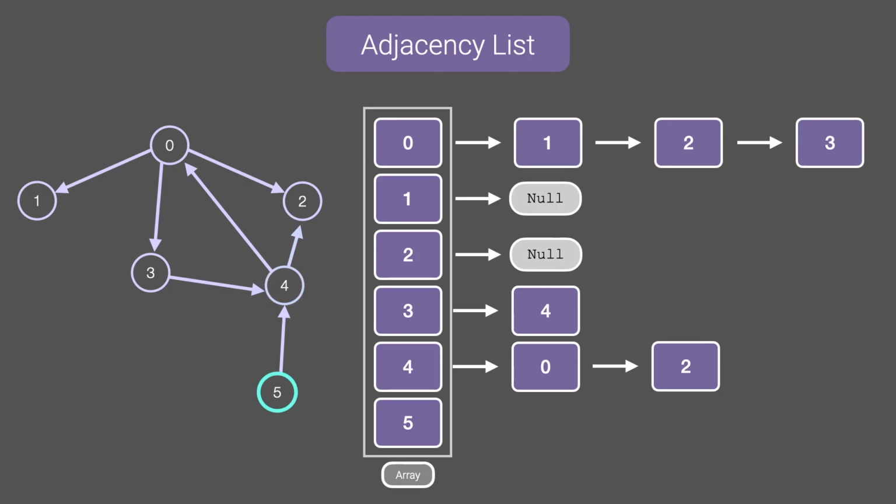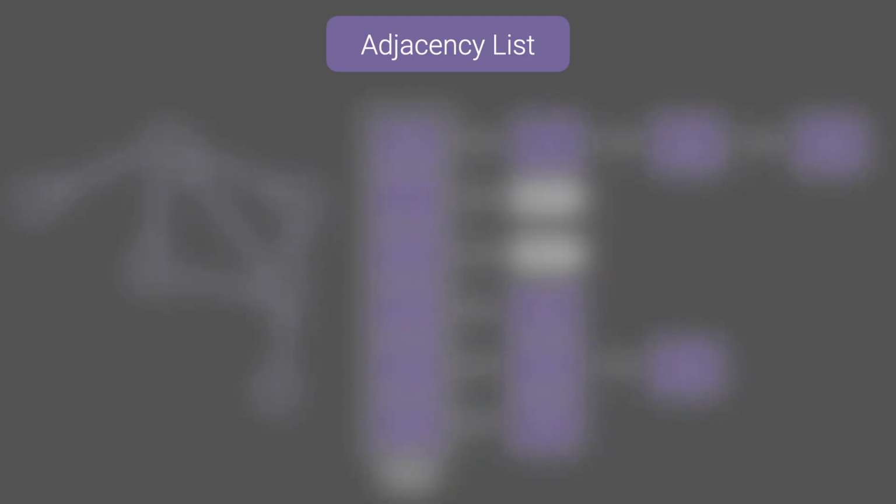And finally, we're at 5. And as we can see, there's one outgoing edge to 4, so we'll add 4 to our linked list at index 5. And it's as simple as that.